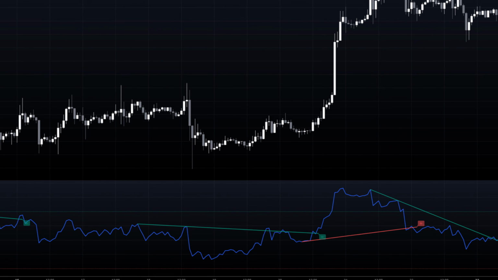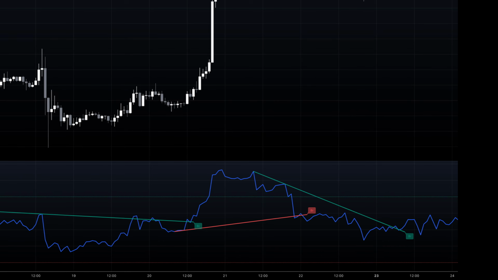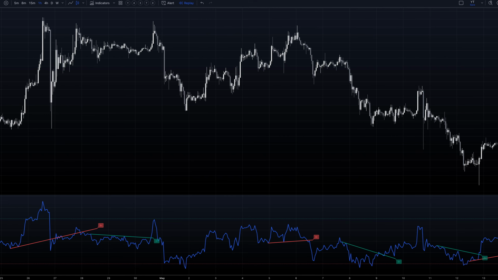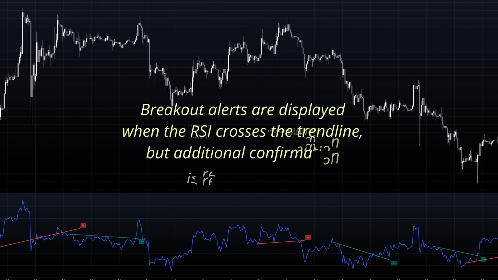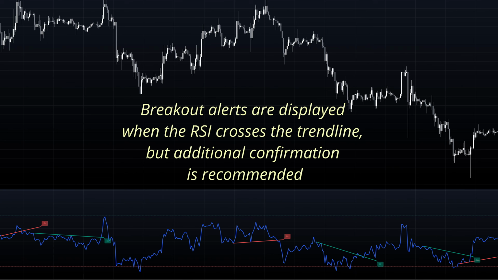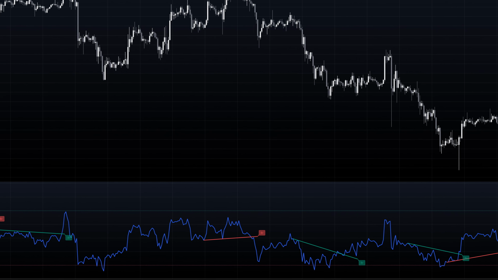This indicator operates using a pivot-based system that identifies swing highs and lows on the RSI in real time. It then generates trend lines based on these pivots. The breakout alerts provided by this tool are intended to serve as additional confluence for traders rather than standalone trading signals. While breakouts are detected whenever the price crosses these trend lines, no additional conditions are applied to refine the alerts, allowing the trader to interpret them in the context of other analysis tools.